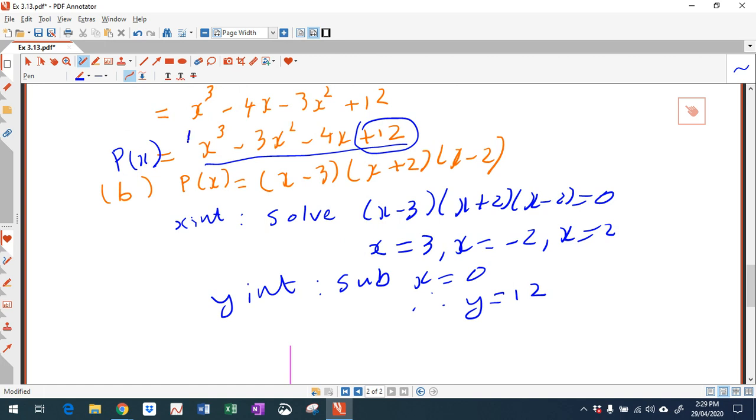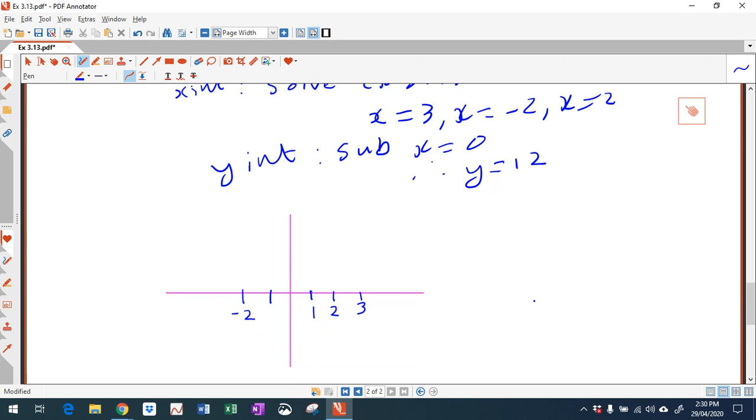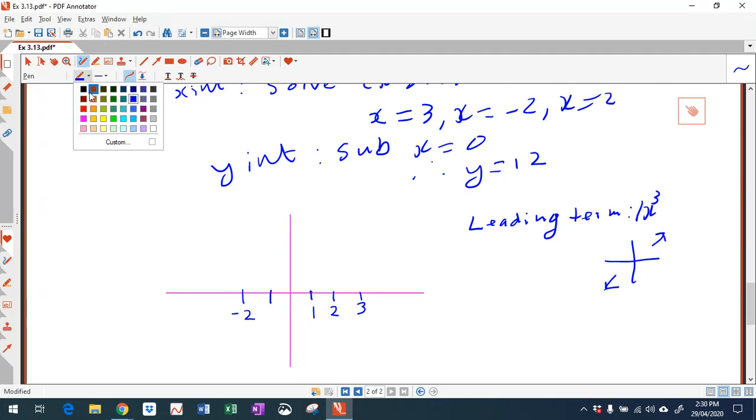Now, look at the leading term. Here it is. Leading term is x cubed again, isn't it? Okay. So if you look at the leading term, which is x cubed, treat it as 1x cubed. So it's got a positive coefficient for the leading term. So you know that also being odd degree, just like before, you'll start in the third quadrant, finish in the first. So let's sketch the cubic now.